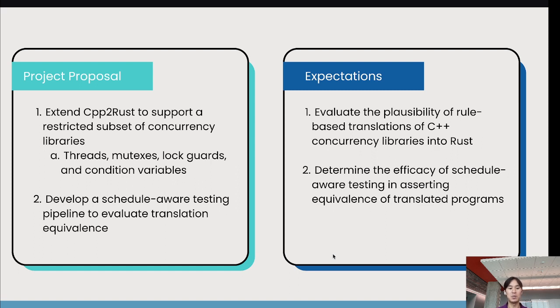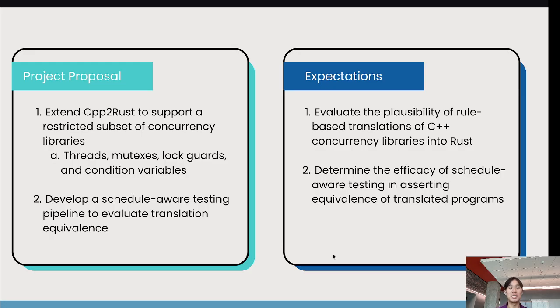I intend to extend CPP2Rust to support a restricted subset of concurrency libraries, including threads, mutexes, lock guards, and condition variables. At the same time, I want to develop a schedule-aware testing pipeline to evaluate translation equivalence. So pretty much, I want to figure out a way to test whether or not these two concurrent programs are actually equivalent. Even if they have the same output, what happens if you run it under a new schedule? And in case you're wondering what a schedule is, because concurrent things aren't exactly sequential, there isn't an exact order to it. The scheduler is the thing behind the scenes determining the order of everything.